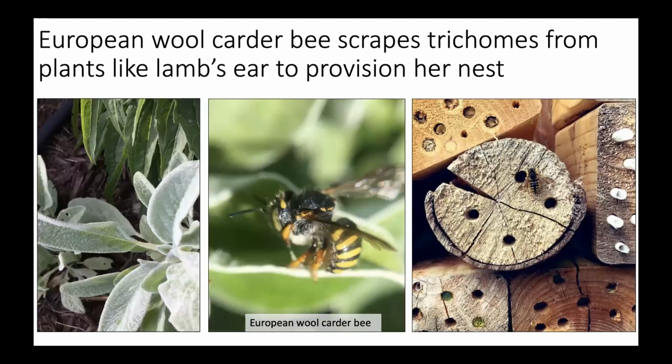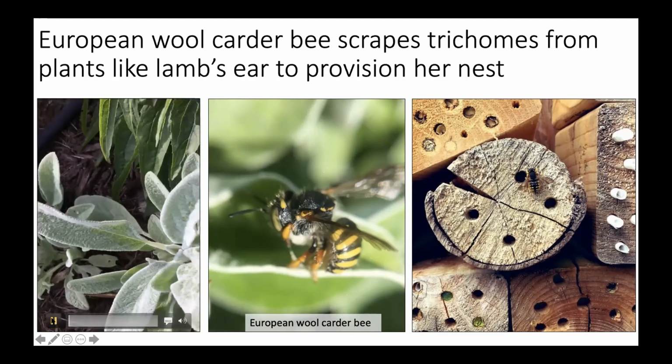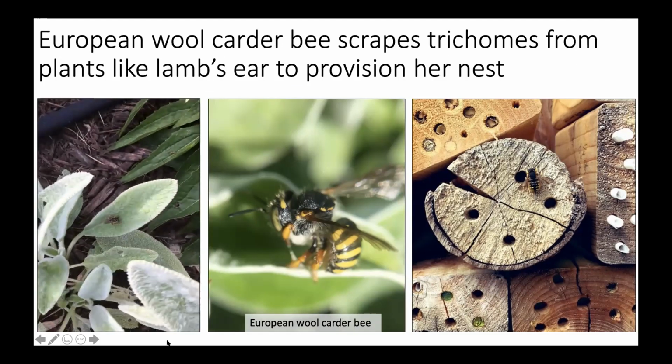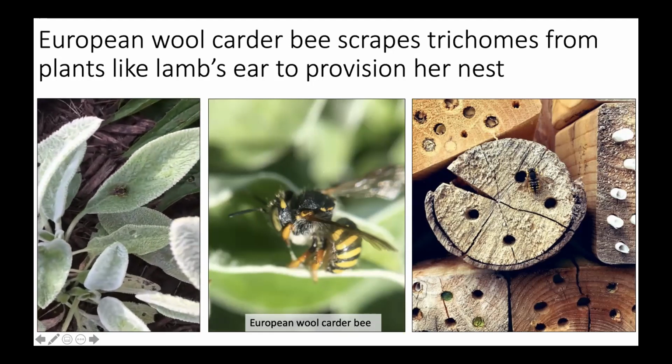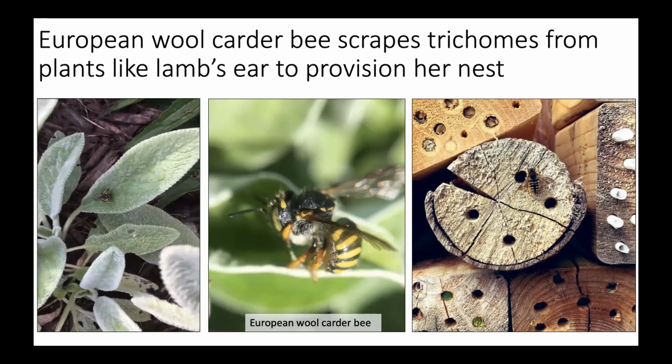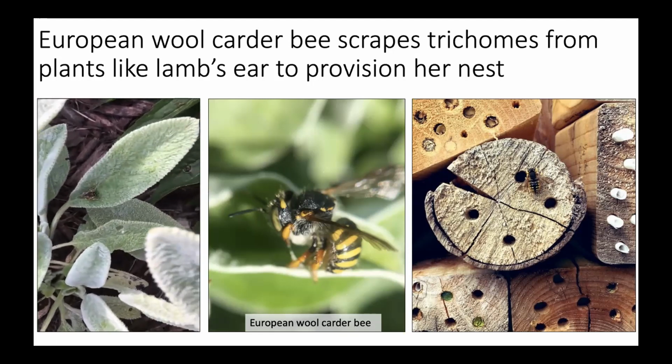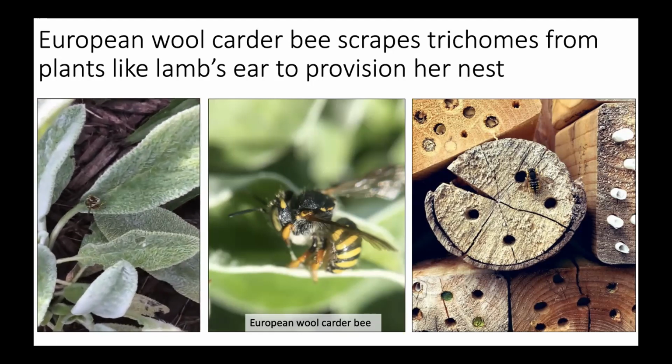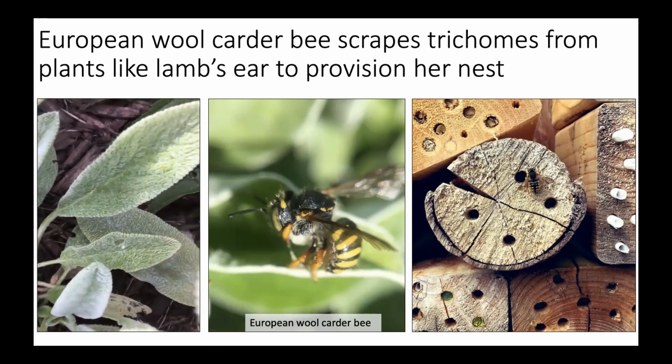Sometimes people call and they have a problem with the leaves of their lamb's ear. And what is happening is actually the European wool carder bee is scraping the trichomes, or the hairs, from that leaf in order to take back to its nest. And so you might find these little balls of cotton looking things all over your garden and wonder what's doing that. And it's actually this solitary bee that is scraping up those hairs.